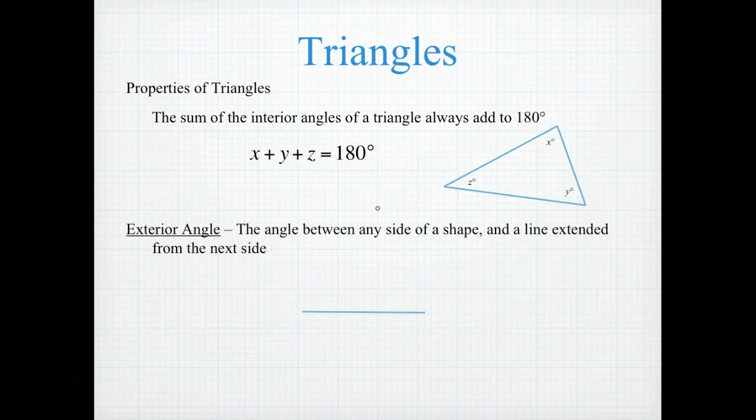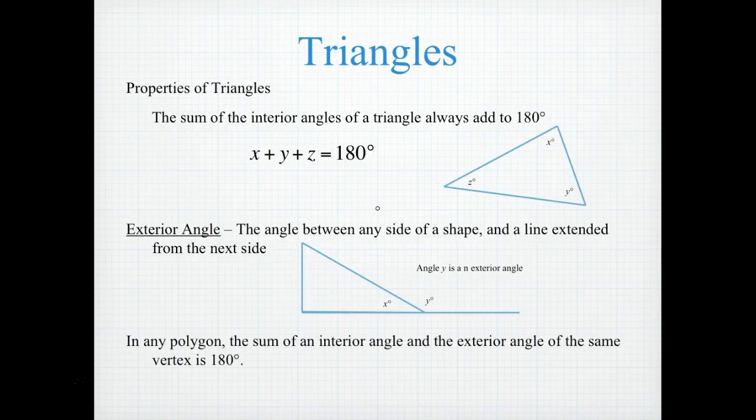Next, exterior angles. An exterior angle is the angle between any side of a shape and a line extended from the next side, and in this case, that would be an exterior angle. So the x and the y you see here, there's an interior angle and its exterior angle. Anytime you take an interior angle and an exterior angle, they're always going to be supplementary, and they're always going to add to 180. So in any polygon, the sum of an interior and an exterior angle at the same vertex is 180 degrees.